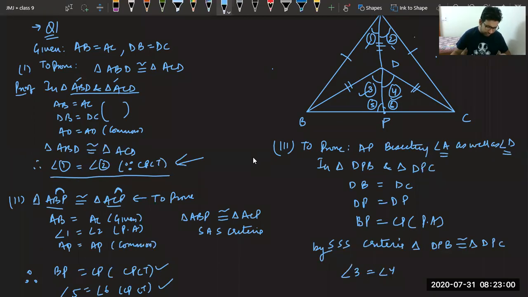Utkarsh is saying DPC is an isosceles triangle. Beta, how DPC? Sir, can we take angle D as CPCT? Now we can take it. We can write now angle 3 equal to angle 4 by CPCT. So we have proved that AP bisects angle A and angle D. That is why we got this.